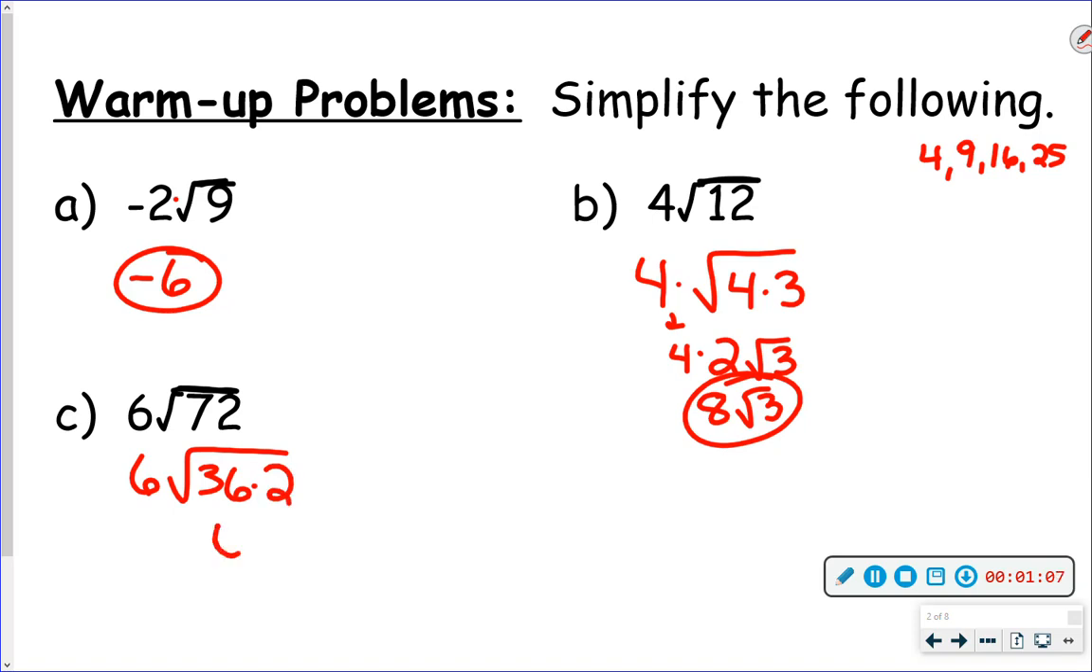Square root of 36 is 6. And you've got the front 6. And again, I'm going to multiply those together. So 36 square roots of 2. Any questions on those? All right, like I said, you'll see some simplifying of square roots.